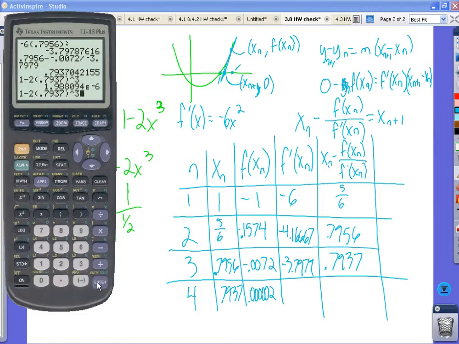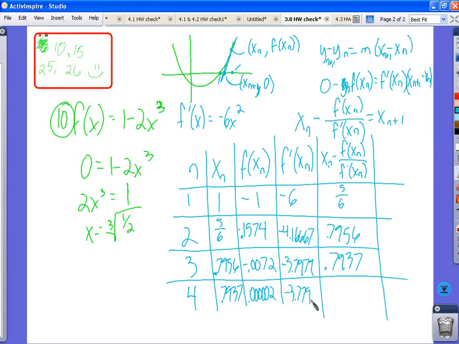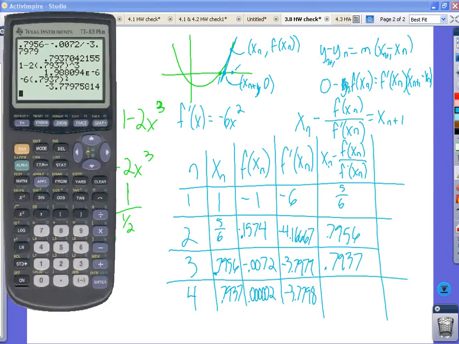Okay, then f prime. I'll bring back up the last time I did f prime. That's it. 0.7937 minus, not a negative.